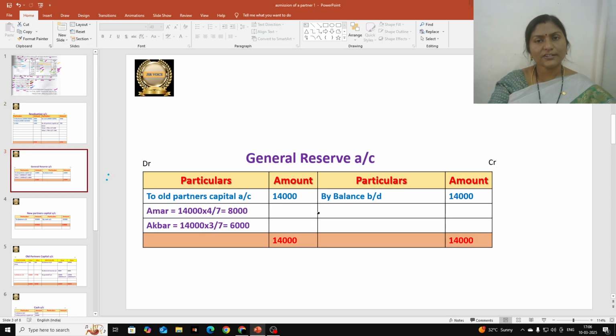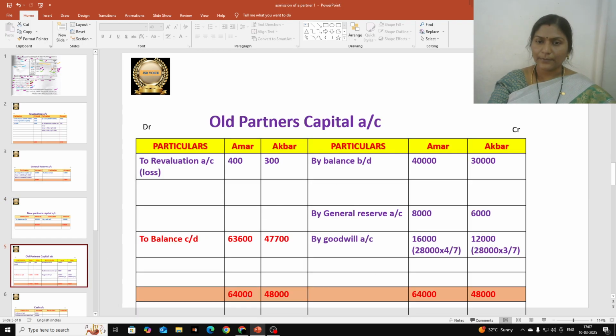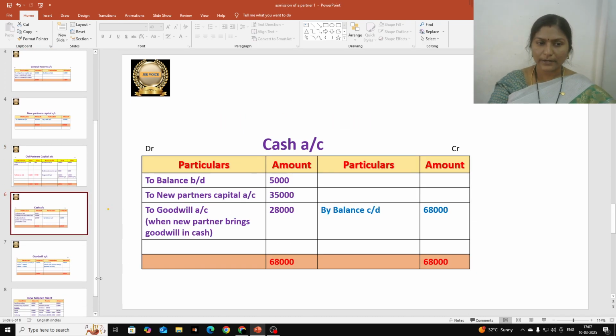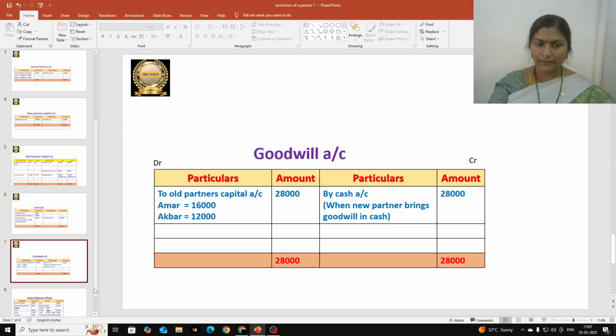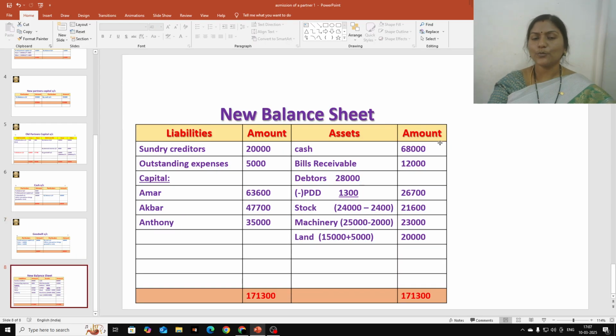Next, this one is the general reserve account. Next, the new partners' capital account we prepared. Next, the old partners' capital accounts we prepared. After this, the cash account we prepared. Next, the goodwill account we prepared. And at last, the seventh one is the new balance sheet. We prepared the new balance sheet also, and we got the totals tallied. Both the sides' totals are the same.